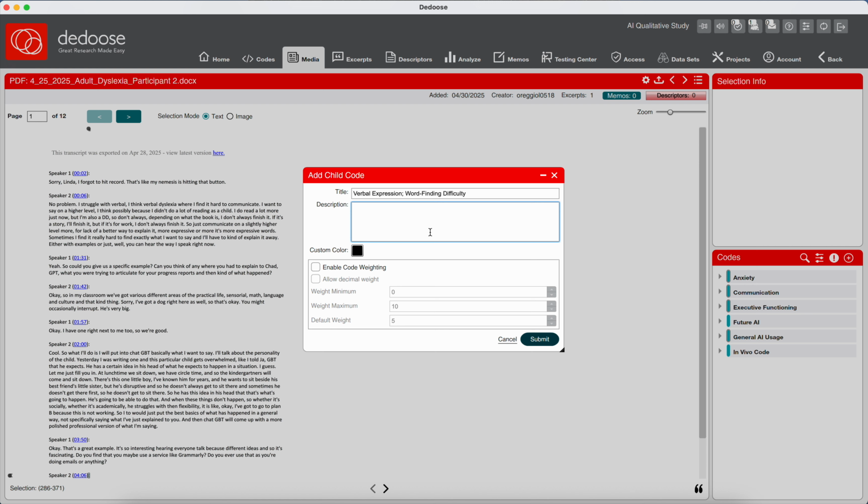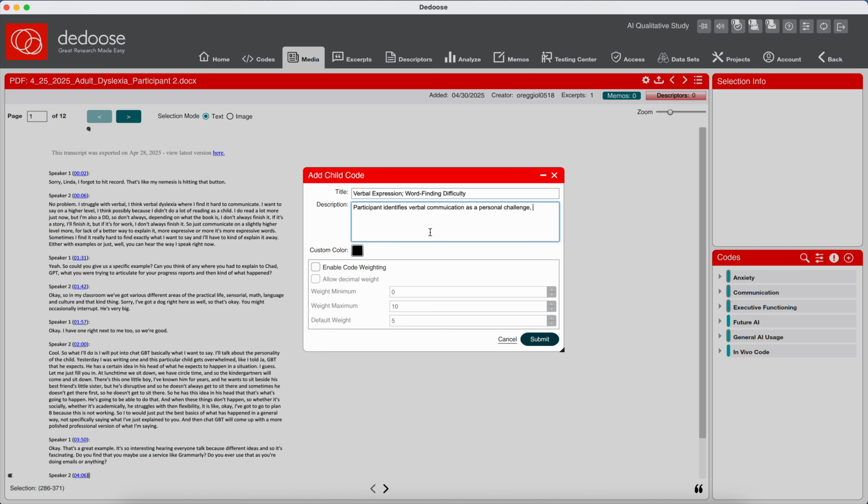So I've got my code title. Now my coded phrase I highlighted: "I struggle with verbal. I think verbal dyslexia is where I find it hard to communicate." And for me, I'm just going to say that here the participant identifies verbal communication as a personal challenge, so it's personally challenging for her.